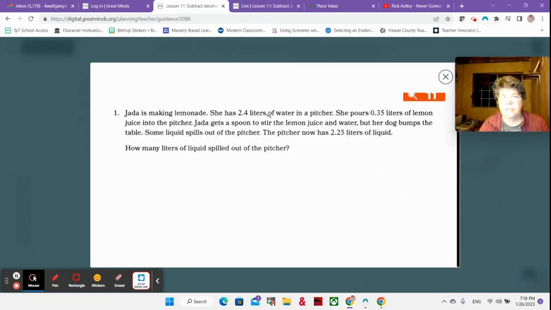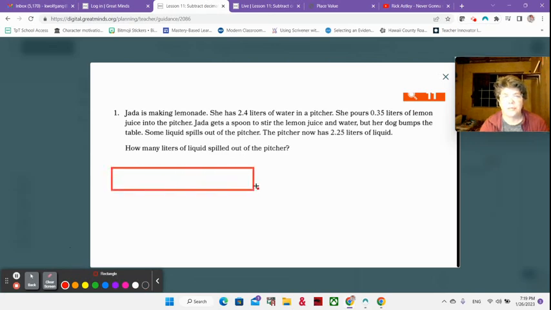She has 2 4/10 liters of water in a pitcher. She pours 3/5 liters of juice into the pitcher, and then her dog bumps it. Some spills out. She has this much left. How much spilled out? So yes, we need to think about what we have to start with. So here's our 2 4/10 liters, and then 3/5 liters of lemon juice. So we have 2 parts there.